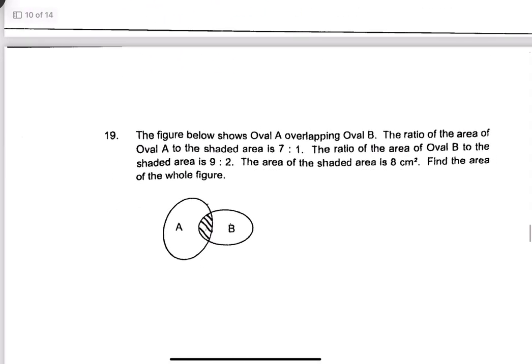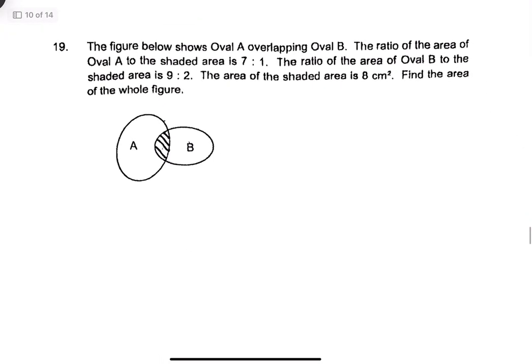Question 19. A figure below shows oval A overlapping oval B. The ratio of the area of oval A to the shaded area is 7:1. Read properly. Area of oval A means the total area is 7 units. 1 is the shaded. So if I split it correctly, 6 units here, 1 unit here. A is 7 units. Next, let's read. The ratio of the area of oval B to the shaded area is 9:2.